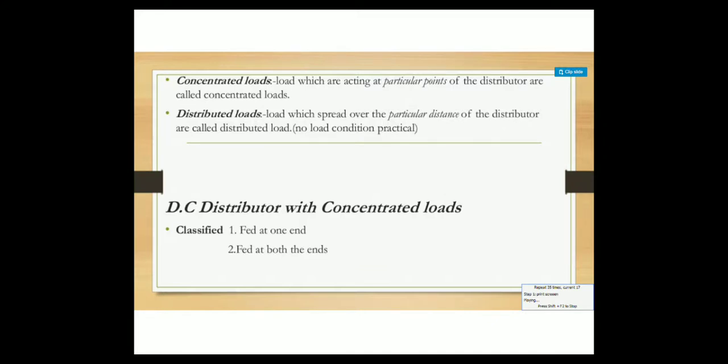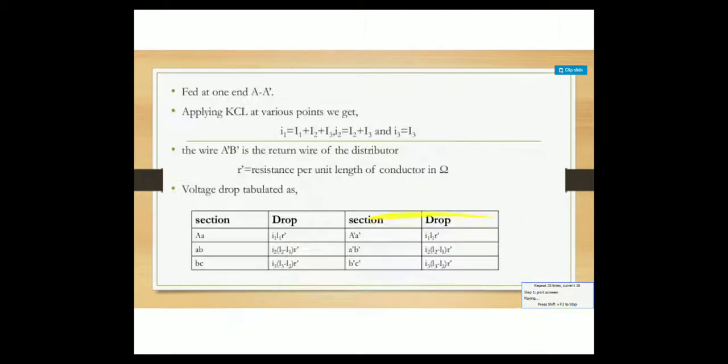The meaning of fed at one end is nothing but if there is a particular line, the supply is given to only a single corner, and the other corner will be empty. If it is fed at both the ends, the supply is given to both the ends, that is, 230 volts should be supplied from the first end and 230 volts should be supplied from the second end also. Based upon that, we are going to solve problems, as we have discussed in the class.